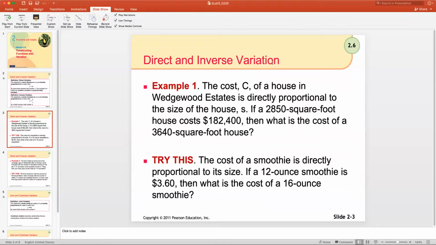So in example 1, if a 2,850 square foot house costs $182,400, then what is the cost of a 3,640 square foot house? So you see here, the cost of the house is 182,400 and the size is 2,850. So we're going to plug these two numbers into C and S in the equation so that we can figure out k, and then we find the cost of the house whose size is 3,640. Okay, so let me do this.